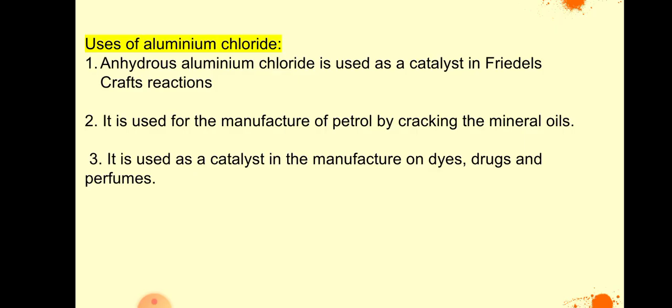Okay, uses of aluminum chloride, where we are using. So anhydrous aluminum chloride is used as a catalyst in the Friedel-Crafts reactions, and it is used for the manufacture of petrol by cracking the mineral oils. So it is used there, and it is used as a catalyst in the manufacture of dyes, drugs and perfumes. So these are all the uses of aluminum chloride.